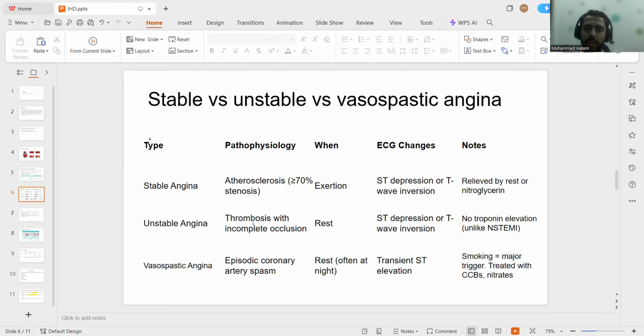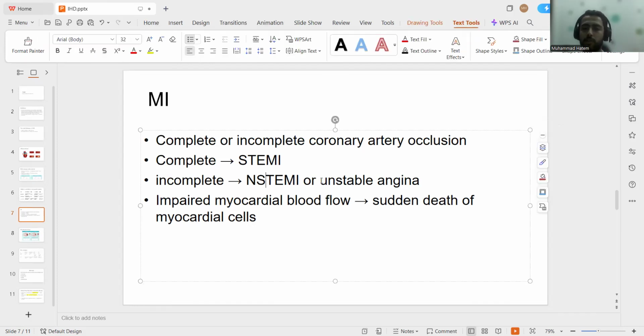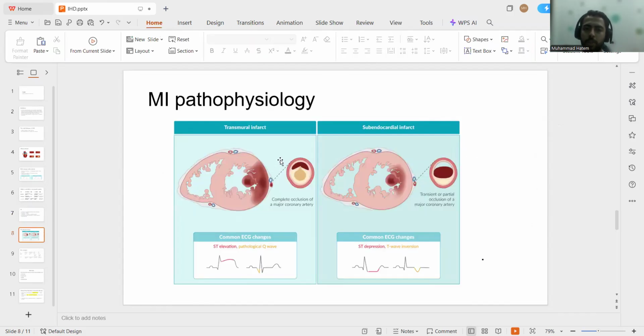The second subtype of coronary artery disease is MI, and it involves complete or incomplete coronary artery occlusion, which also happens due to a plaque rupture like unstable angina. If the occlusion is complete, this will result in an STEMI. If the occlusion is incomplete, this will result in a non-STEMI, and it may also result in unstable angina as mentioned before. So this is the pathophysiology of MI. There is a plaque rupture. This plaque rupture may result in a complete occlusion of the artery, causing transmural ischemia, resulting in an STEMI, or this rupture may cause partial occlusion, resulting in a subendocardial partial wall ischemia, causing ST depression or T-wave inversion.